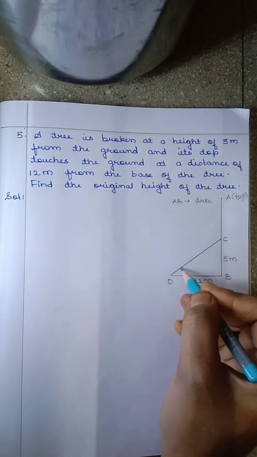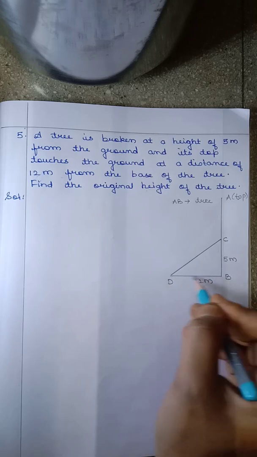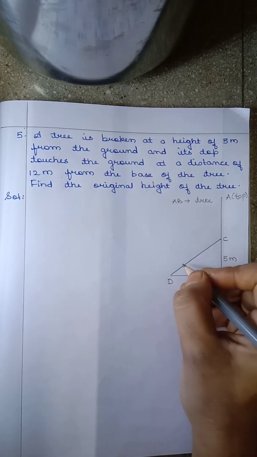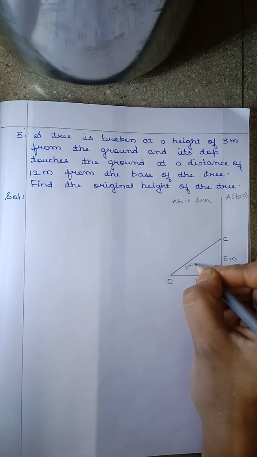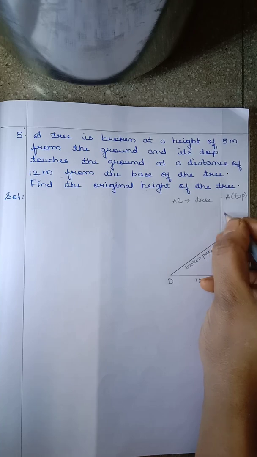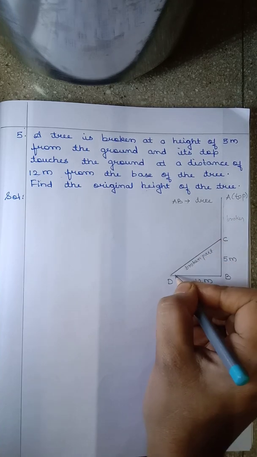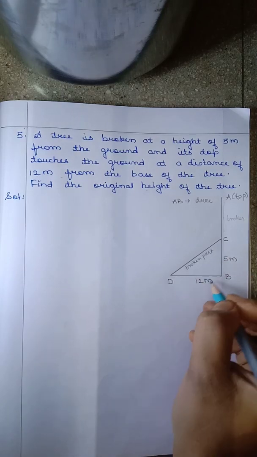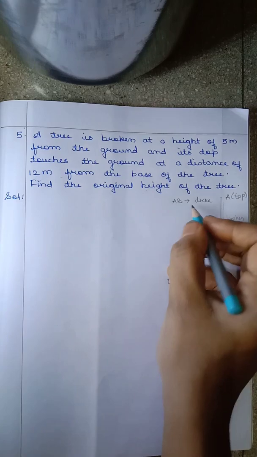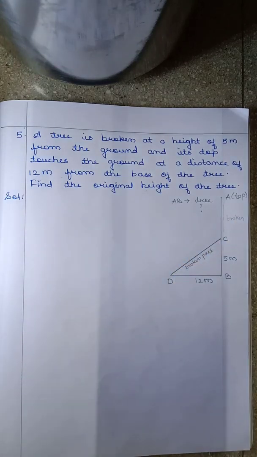Where does the broken part touch? At a distance of 12 meter from the tree. This is the base of the tree. This is the broken part. CD represents the broken part of the tree. It touches the ground here, at a distance of 12 meter. Find the original height of the tree. You have to find this length of the tree, AB.